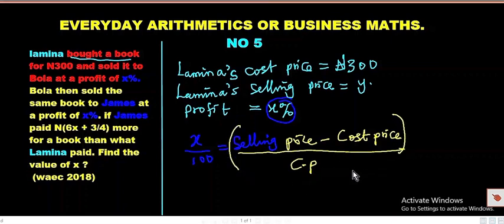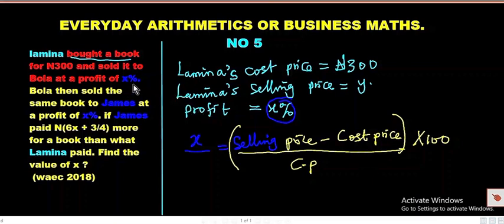This thing gets confusing sometimes. You can write it as x over 100 is equal to selling price minus cost price over cost price, or if you don't want to write 100 there, you can also write it this way. Let me remove 100 here. If you remove it here, you know what happens: this side is going to be multiplied by 100. So this is another way of writing it, okay?